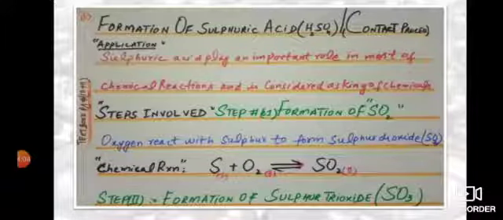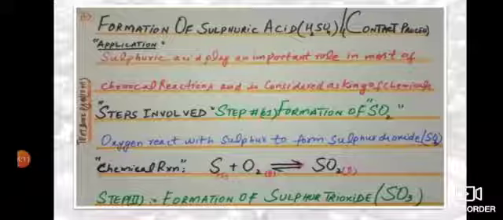So as I have written here, the application of sulfuric acid: it plays an important role in the manufacture of most of the chemicals, and it is used in most chemical reactions, and it is considered the king of chemicals. The steps involved in the formation of sulfuric acid are discussed here. Number one is the formation of sulfur dioxide. In the first step, oxygen reacts with sulfur, and they result in the formation of sulfur dioxide gas. This is also a reversible reaction.